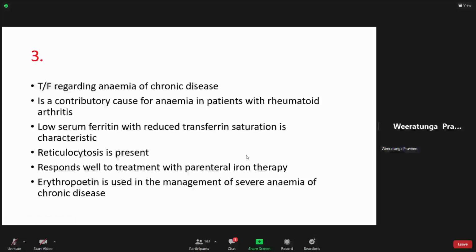Fine. Now next we come to anemia of chronic disease. Right? Anemia of chronic disease is a contributory cause for anemia in patients with rheumatoid arthritis. True. Chronic inflammatory states are well known to cause anemia of chronic disease. Right.